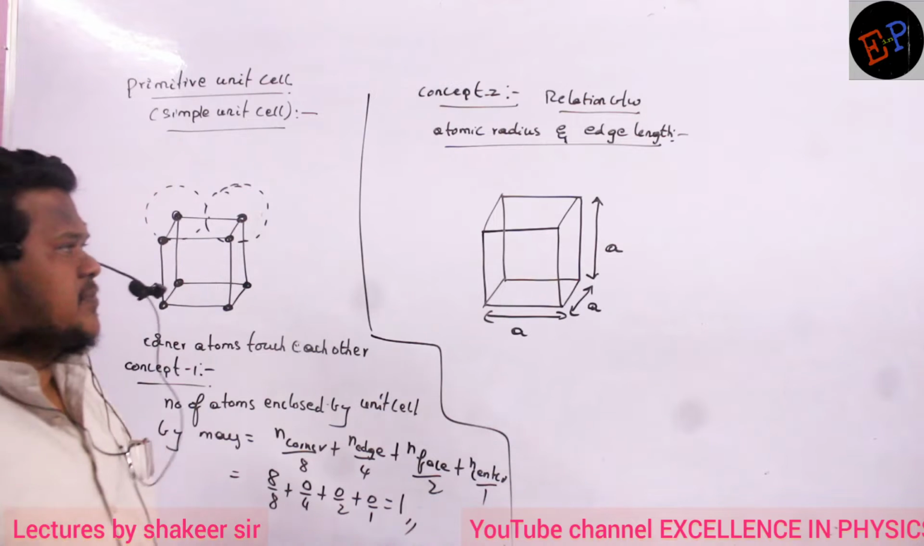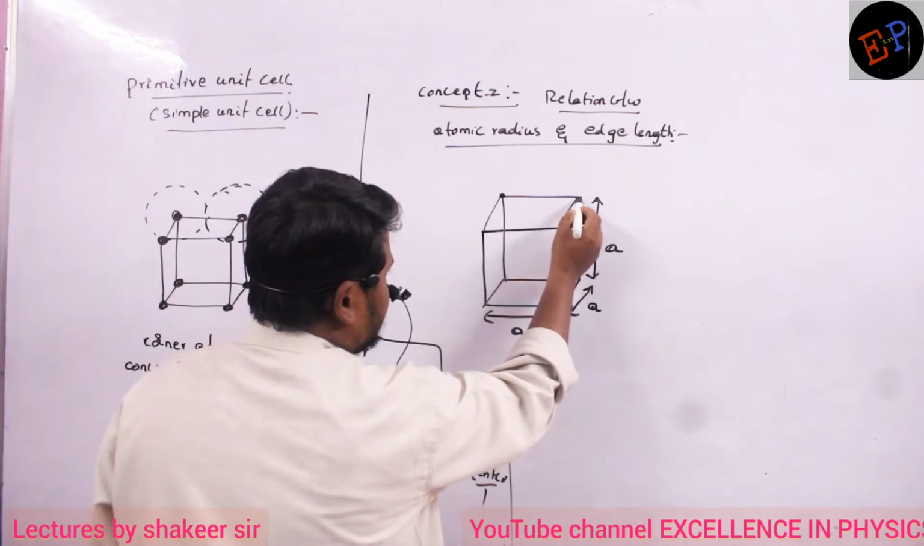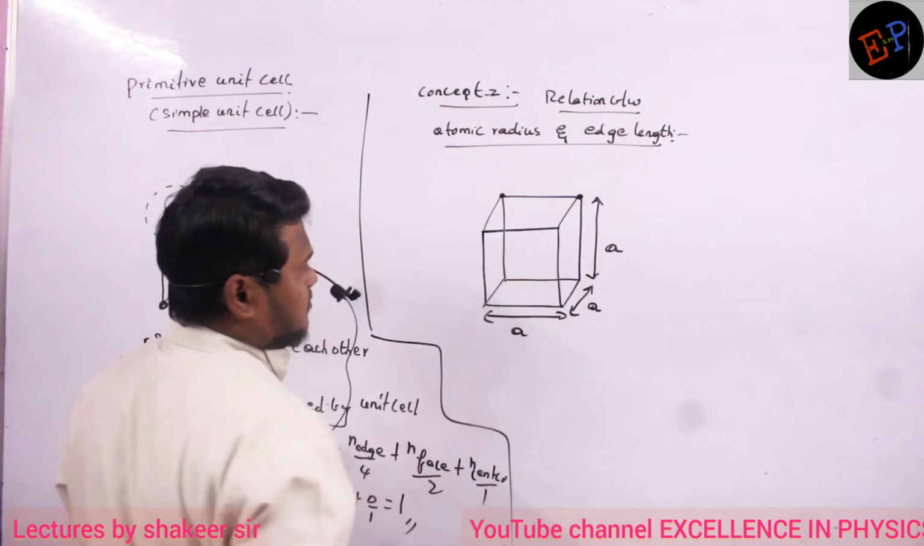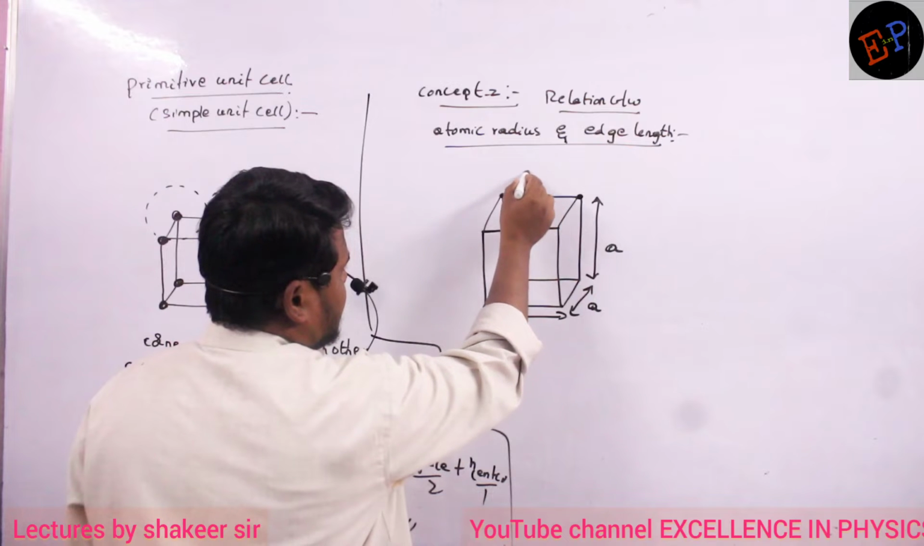Okay, now let us see. So here, let us take 2 corner atoms. Here there is one atom and here there is one more atom. Are you able to understand ma? So let us draw, this is one atom.